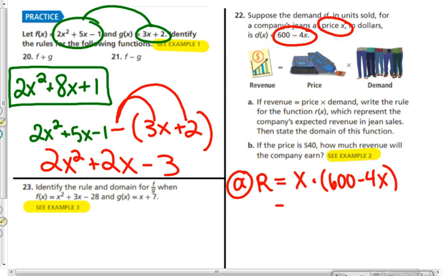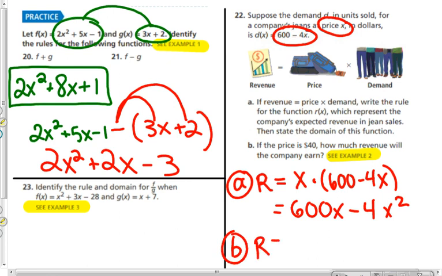What do you get when you distribute the x? 600x minus 4x squared. Okay? So the price, $40. How much will the company earn? Part B, we're going to take that revenue equation and we're going to plug in 40 bucks. If a pair of jeans costs 40 bucks, how much money are we going to make?